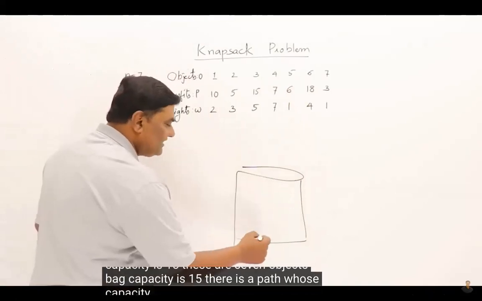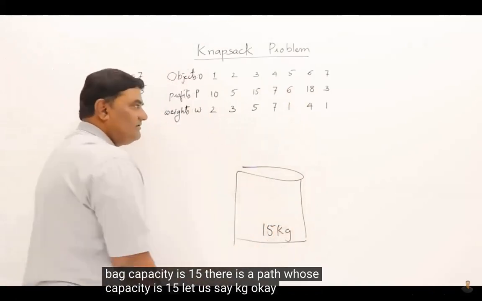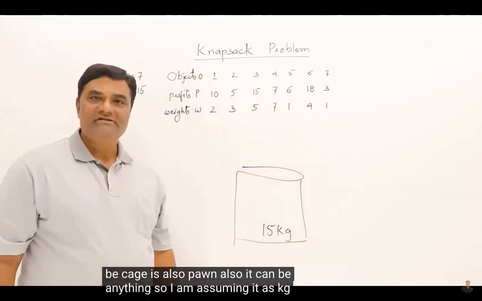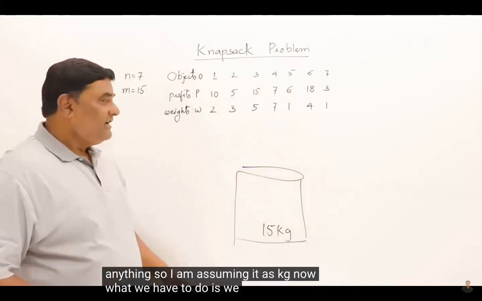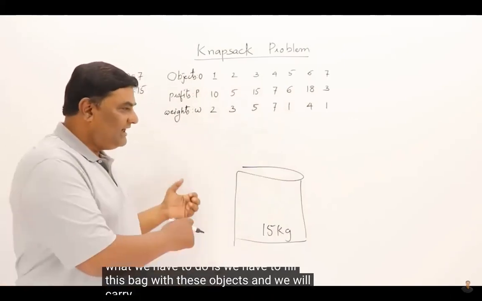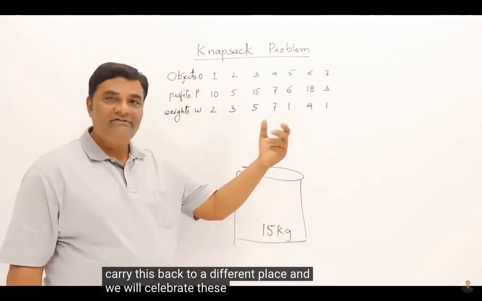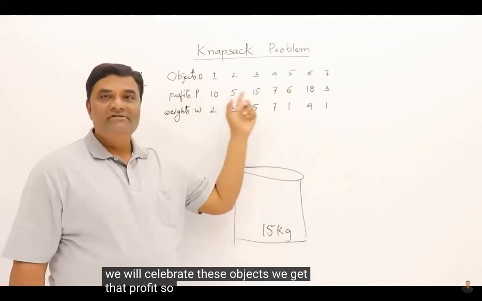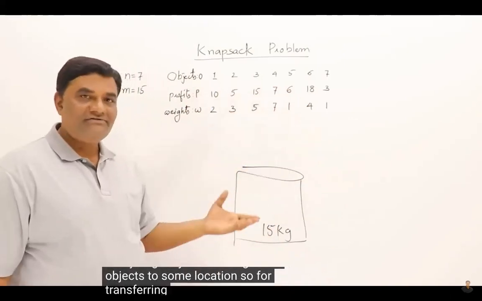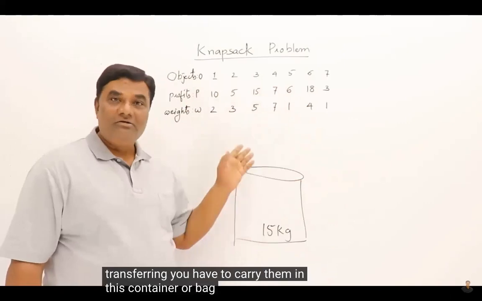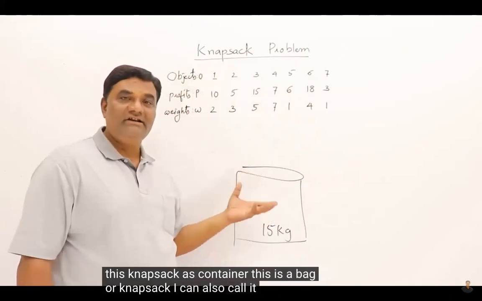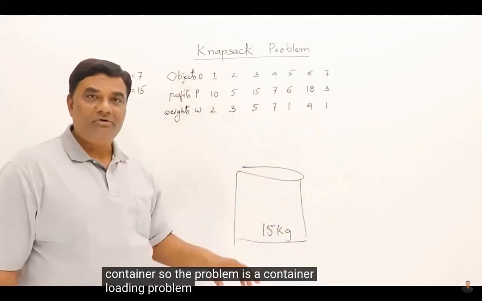There is a bag whose capacity is 15, let us say kg. It can be kgs or pounds, it can be anything, so I'm assuming kg. Now what we have to do is fill this bag with these objects, carry it to a different place and sell these objects. We get that profit, the gain from transferring these objects to some location. For transferring, you have to carry them in this container or bag, so I can also call this knapsack a container. So the problem is a container loading problem.